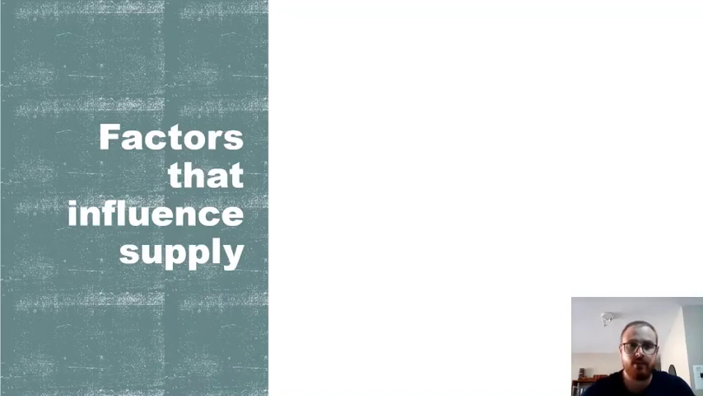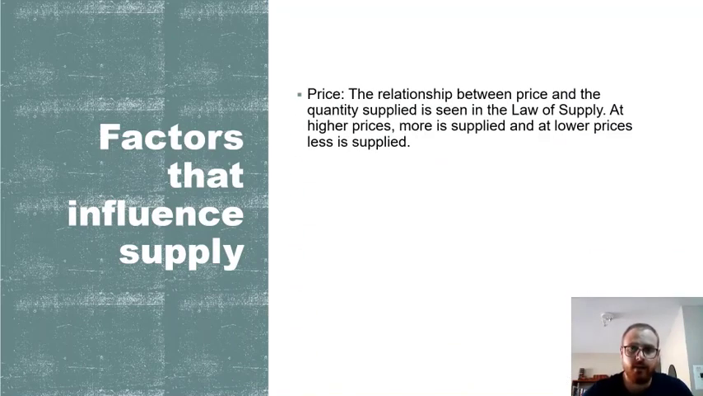Okay, so factors that might influence supply, it's the price. The relationship between price and the quantity supplied is seen in the law of supply. At a higher price, more is supplied, and at a lower price, less is supplied. It's a direct influence. If price goes up, supply goes up. If price goes down, supply goes down.